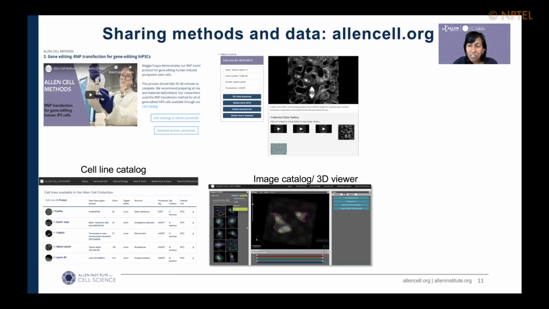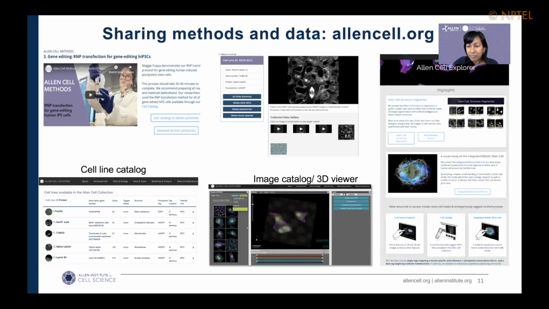But if you just want to look at the data and play with it, there is a 3D viewer where you can rotate the cells, pick the structures you want to look at, and explore and even do some basic analysis of the cells. And some of these tools, what we've learned, some of the cell stories are all available on our website as well. And we call it the Cell Explorer, so you can explore our cells.